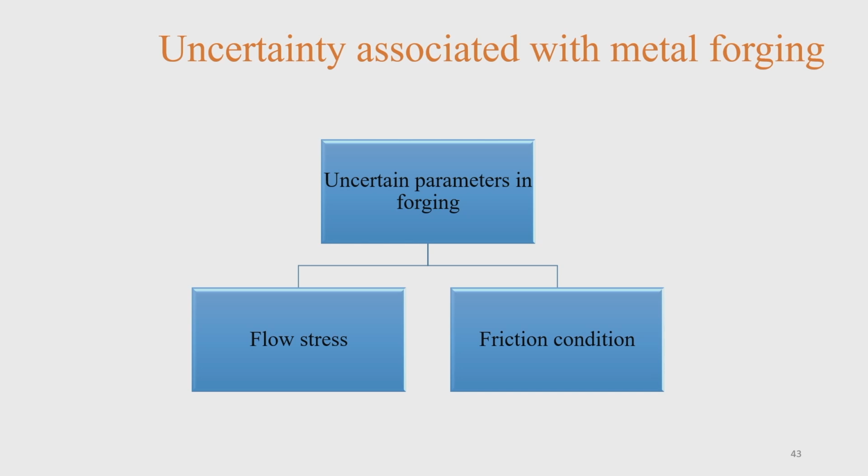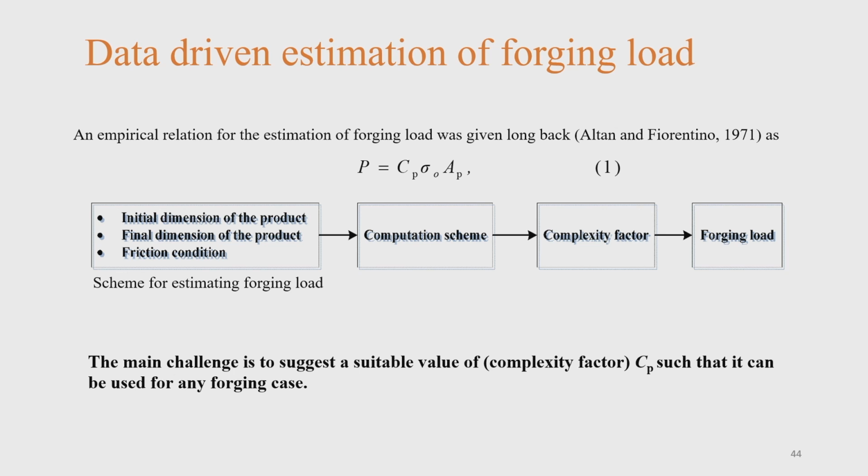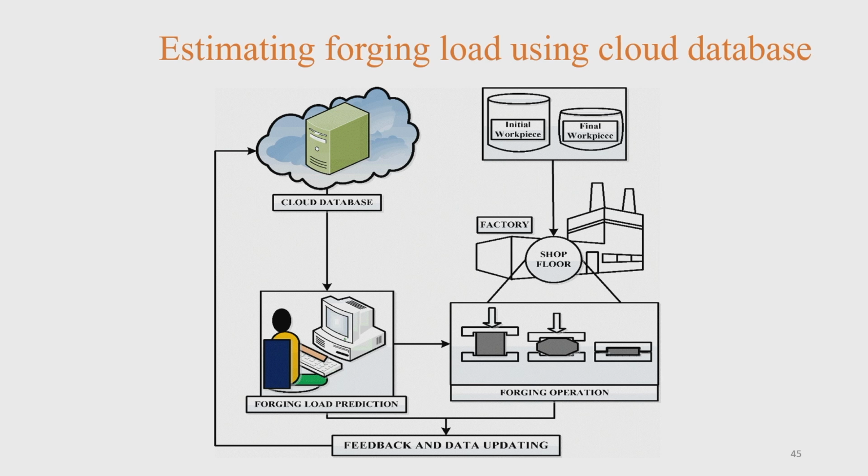Suppose you are doing forging, so flow stress may not be known properly and friction condition may not be known properly. So you can make a proper relation, P is equal to Cp sigma 0 Ap, but then Cp is a constant which is dependent on many other factors. So we say complexity factor, and we can adjust that. So we can estimate the forging load using a cloud database, that you have got a lot of data.